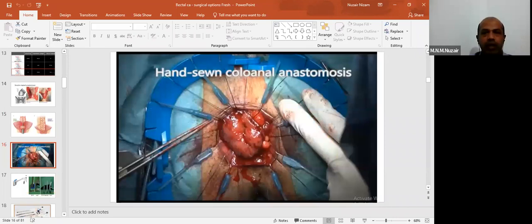So these are some of the staples we use for open rectal resections. And these are the staples we use for laparoscopic rectal resections.